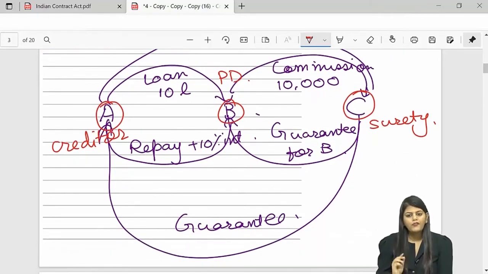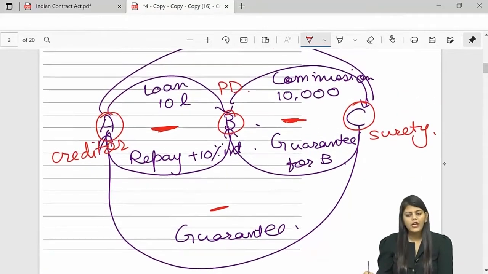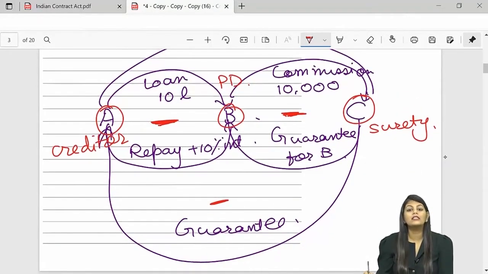Right? Now, if you notice, there are 3 parties. How many contracts can you see? 3. One is between A and B, other is between B and C, and the third one is between A and C. The actual contract of guarantee is not between A and B or B and C. The actual contract of guarantee is between A and C. Between A and B, it's just a loan contract. Between B and C is just a commission contract. But the actual contract of guarantee is between A and C.